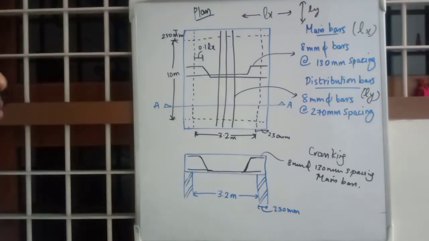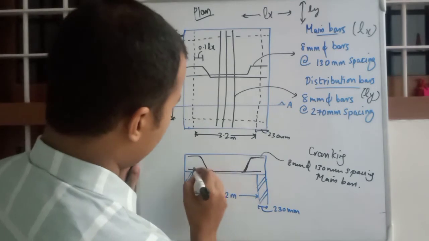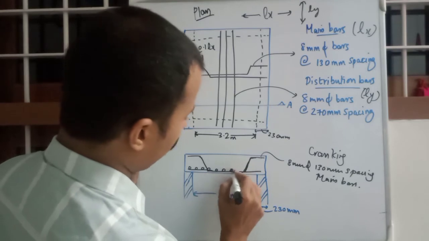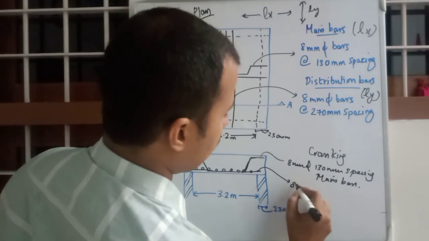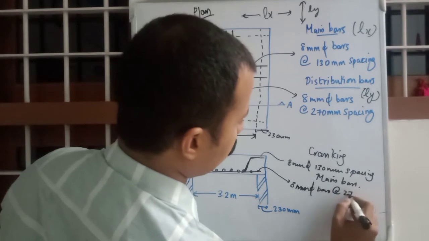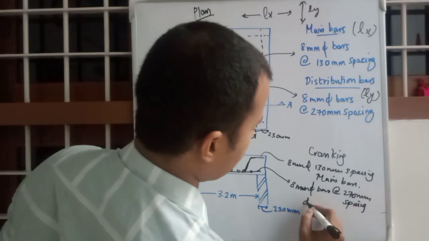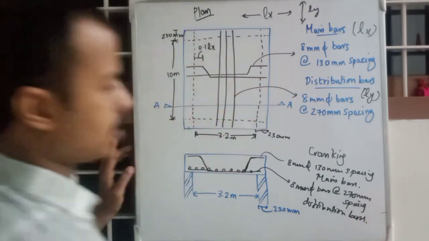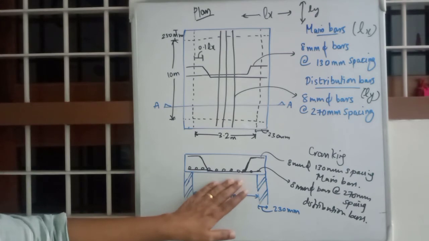So this is 8 mm dia bars at 270 mm spacing. Here we will mark it as small circles or dots. So these are 8 mm dia bars at 270 mm spacing, distribution bars. Okay, so that will be on the bottom side.